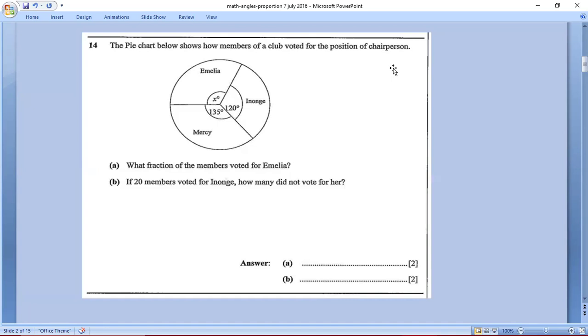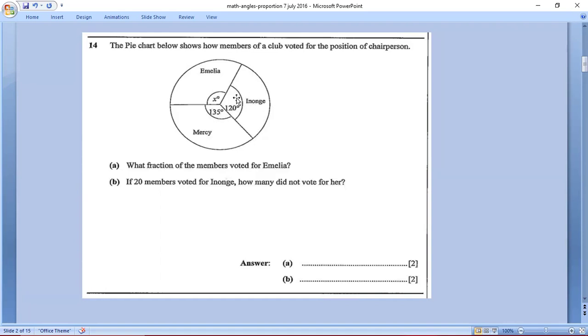Okay, and the question says, what fraction of the members voted for Emilia? So there's Emilia, Inonge, and Mercy. These are the three candidates that were being voted for the position of chairperson for this club. Could have been an AIDS club, Maths club, Jets club. Yeah, so they're voting for the chairperson. And these are the ratios representing the votes.